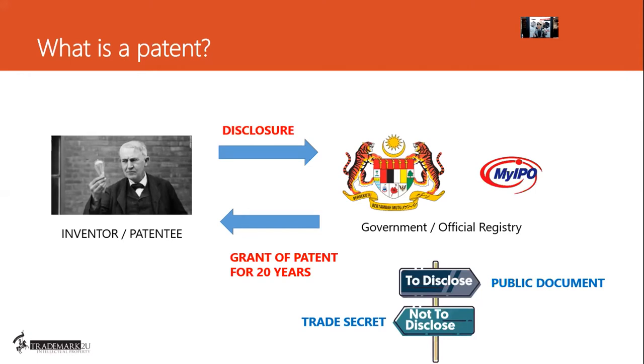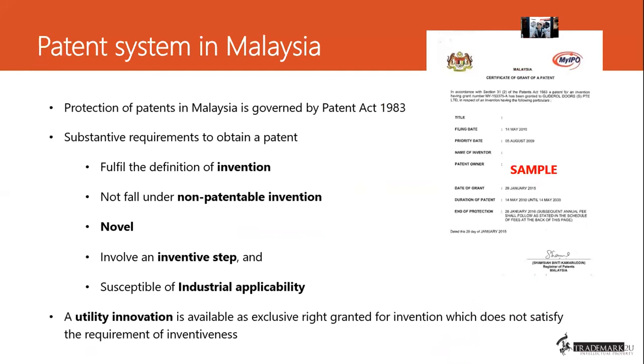So that's the whole thing: to patent or not to patent. Every inventor, every researcher, this is the first main question you need to decide. On one hand, you become a public document, but you get legal protection and legal recognition over your invention. On the other hand, you have to keep it very secret, like the secret recipe of Coca-Cola. No one knows how to make Coca-Cola until today. It's a well-kept secret.